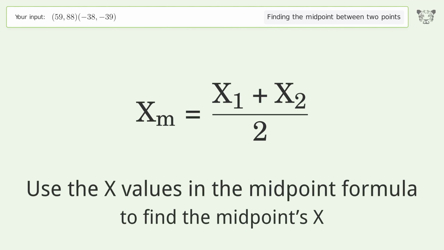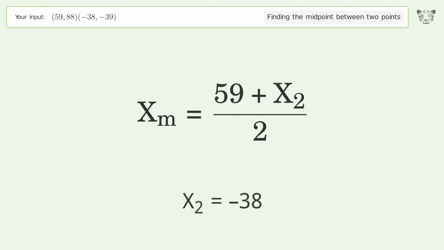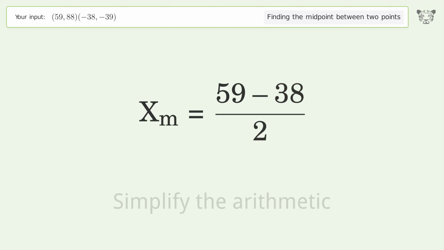Use the x values in the midpoint formula to find the midpoint's x. x1 equals 59. x2 equals negative 38. Simplify the arithmetic.